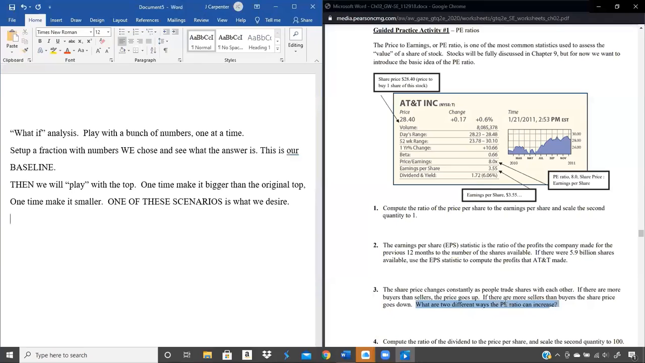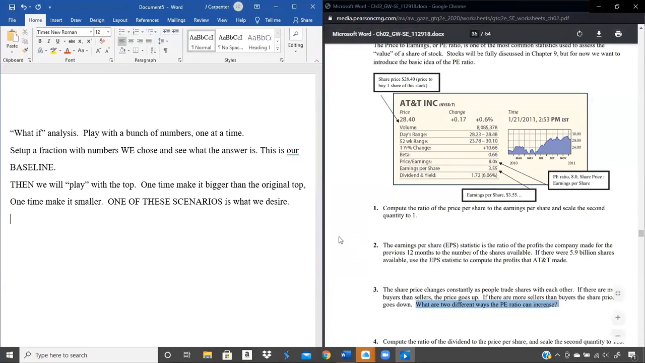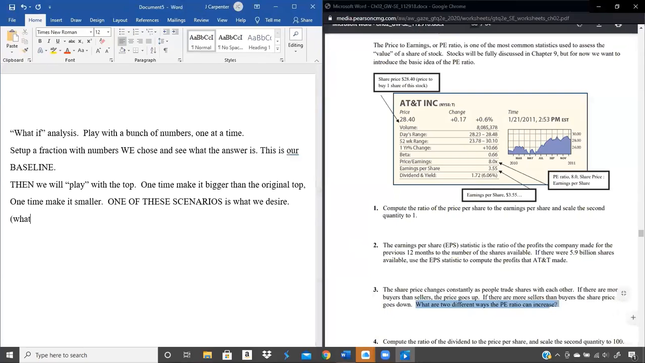So let's ignore the whole idea of PE ratio. Let's just say we want the ratio to increase. We want the answer to go up. So what we desire is the answer to go up.